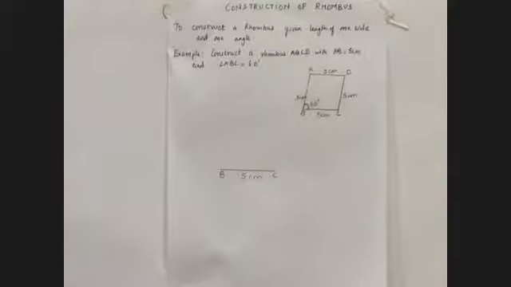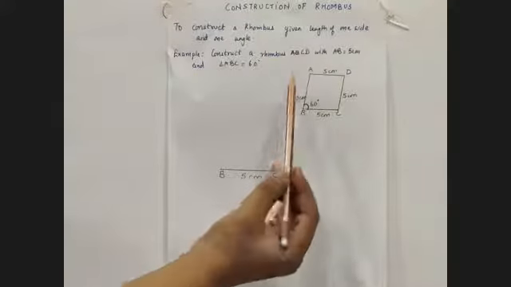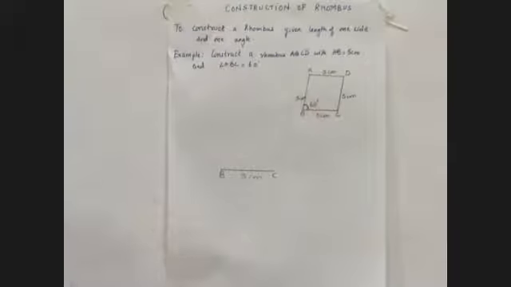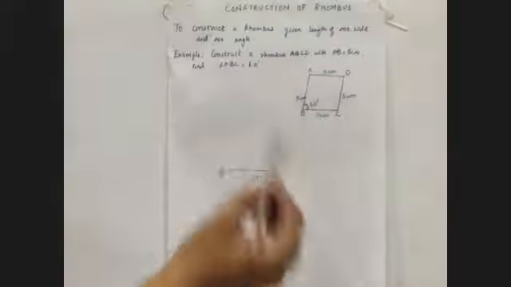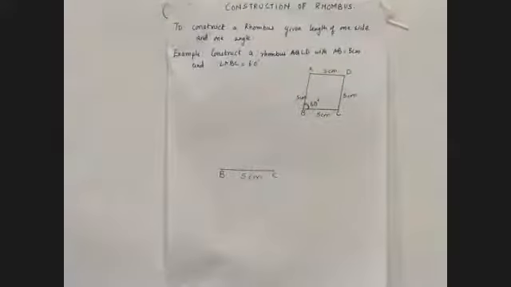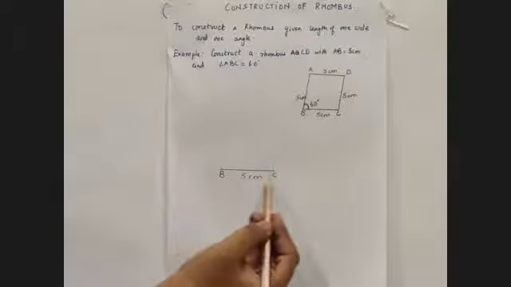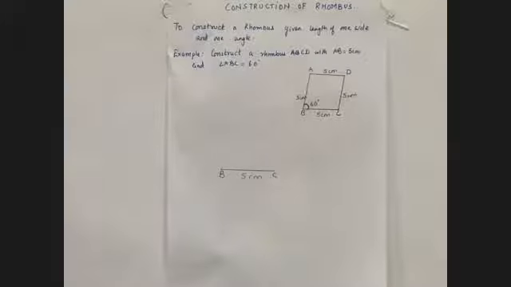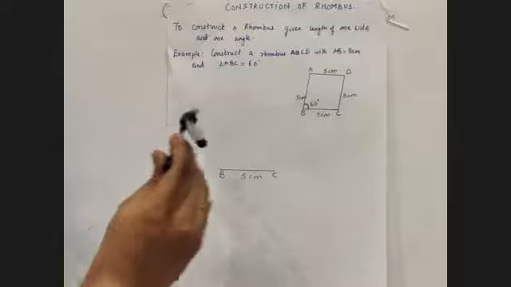Now here we have to construct a rhombus ABCD with AB as 5 centimeter and angle ABC as 60 degrees. We already know that all the sides of the rhombus are equal. So I have taken all the sides as 5 centimeter and one angle is given as 60. Now we already know how to construct a quadrilateral when 4 sides and one angle is given. So first, we have to draw the base side, that is BC as 5 centimeter. Then in the next step, construct 60 degree.